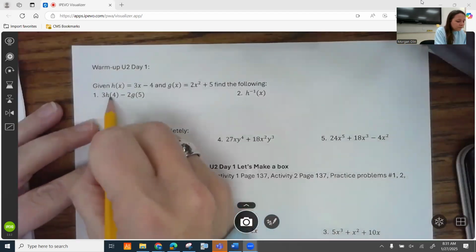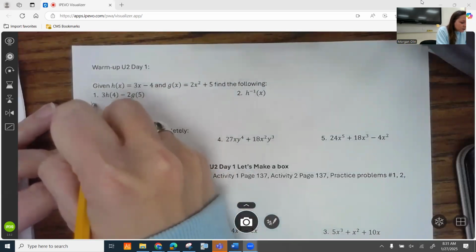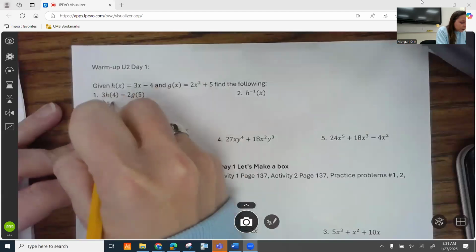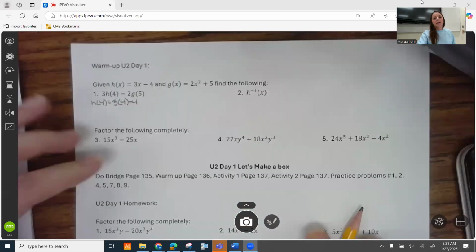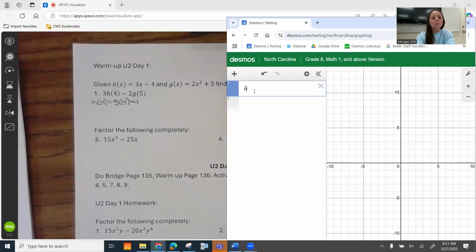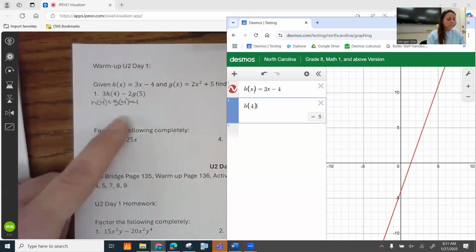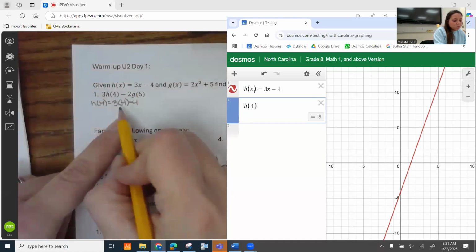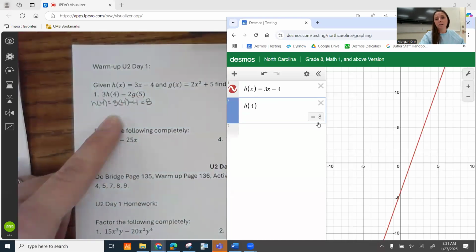So here, you've got to find h of 4. Just make sure you're using h. We're going to say h of 4. I'm going to do that separately. And 3 times 4 minus 4, like that. Now, if you're like, oh, I have no idea, I can't do this, you are welcome to plug in h of x equals 3x minus 4 into Desmos. And if you want to find h of 4, you can do that right there, or you can plug it into your calculator. 3 times 4 is 12, minus 4 is 8. And you can see that it says 8 right here on the calculator.